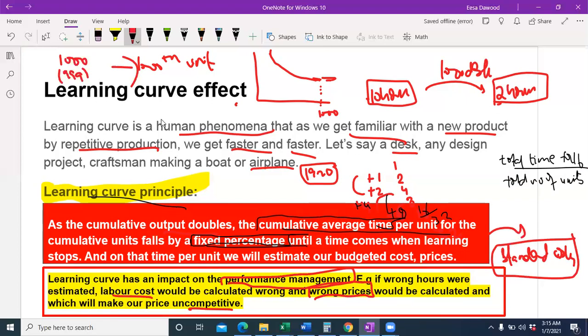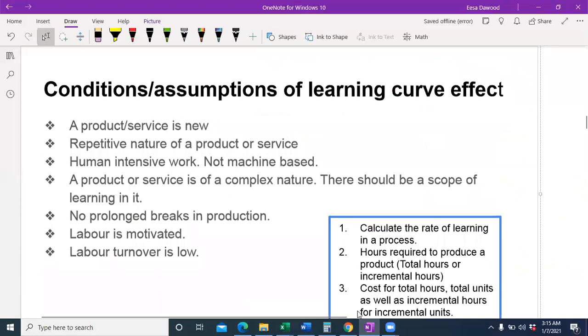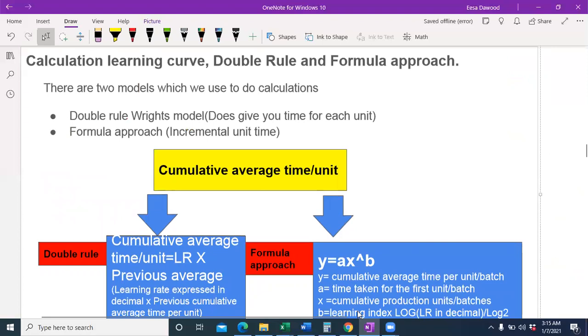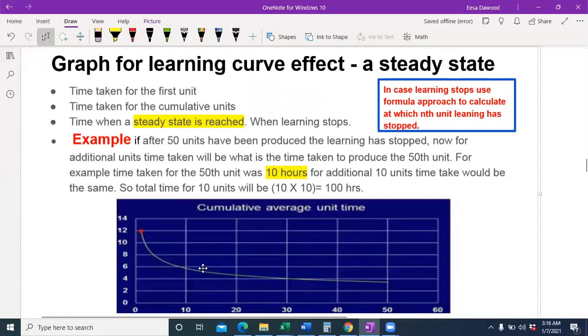So if you ignore the learning curve, you should always set your standard cost when the learning actually stops. Okay, so the double rule, Wright's model, doesn't give you the time taken for each unit. The formula approach actually gives you the time taken for one particular unit. Learning actually stops at a particular time period. For example, at 50, as you can see here in the graph, at 50 the learning actually stops. That is when a steady rate of time is reached.